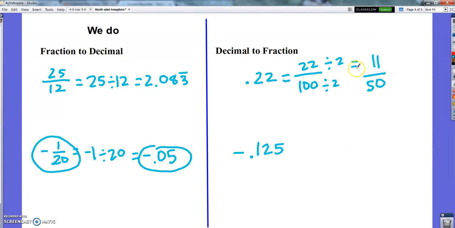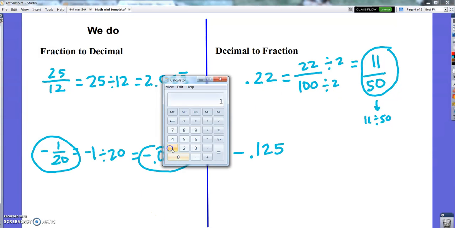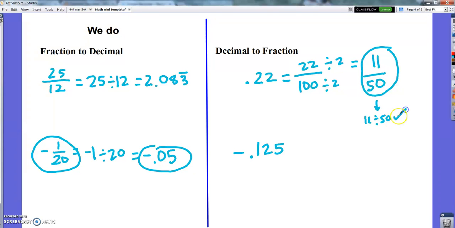11/50. 11 is a prime number, so there's nothing I can divide it by except 1 and 11, so I am done. And all I'm going to do is check it. I'm going to check it by doing 11 divided by 50 and making sure that that's what I get. 11 divided by 50 is 22/100. Check. All right, last one. Negative 125 thousandths is negative 125 thousandths.